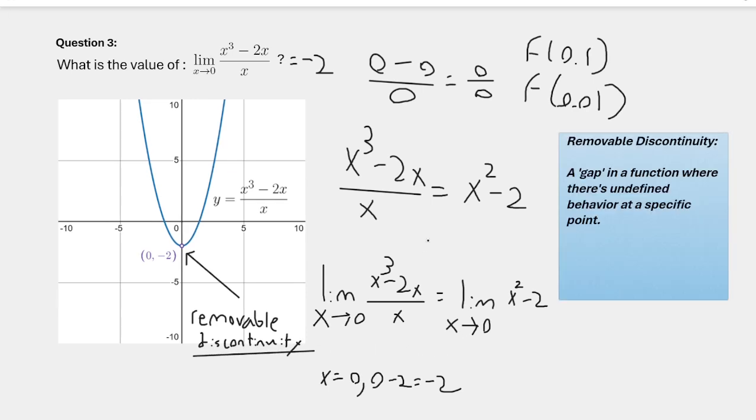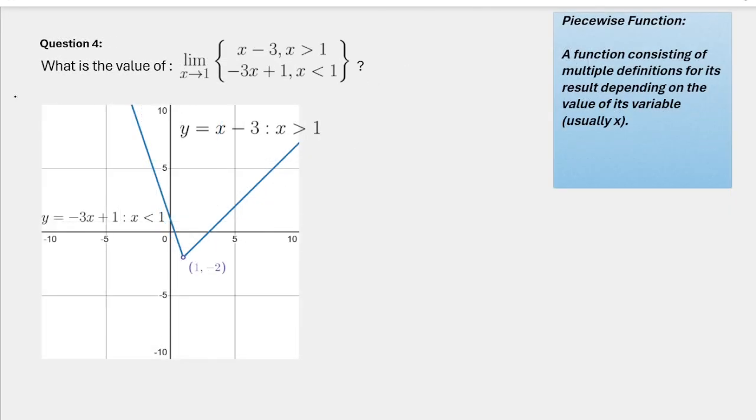All right, looks like we're done here. No need to delay. Let's move on to the next. All right, we have question 4. What is the value of... Oh, jeez. All right, well, this looks like a bit of a mess. Let's try and figure this out.